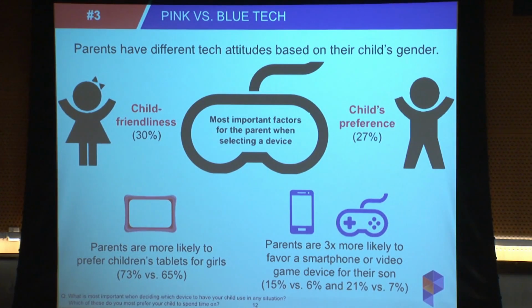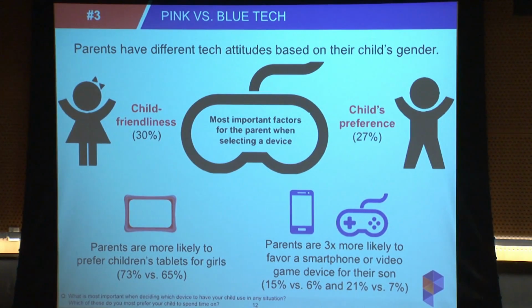For the girls, child friendliness was 30%, for boys it was 17%, right? So a big difference in how they're making their choices. They also, which is very aligned with this, are more likely, for example, to choose a child tablet for their girls than their boys, right? Which aligns with the idea that they're looking for something more child-friendly. And they're, in fact, 3 times more likely to favor a smartphone or video game for their son, right? And again, that's because it's aligned with the preference of what their child is wanting. So we have some differences there.